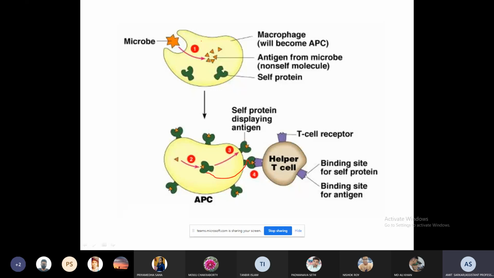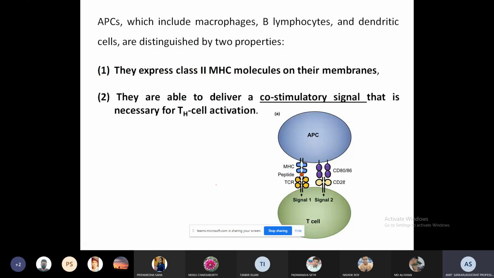And who is reacting to that? Who is binding to that? Helper T cell. Through what? Through the T cell receptor. So this is also an APC. It's a macrophage. Macrophage and B cell both can work as a successful APC. So what are the characteristics of a successful APC? What can you say that this cell is an APC? B lymphocyte, macrophage, and also dendritic cells more or less are APCs.